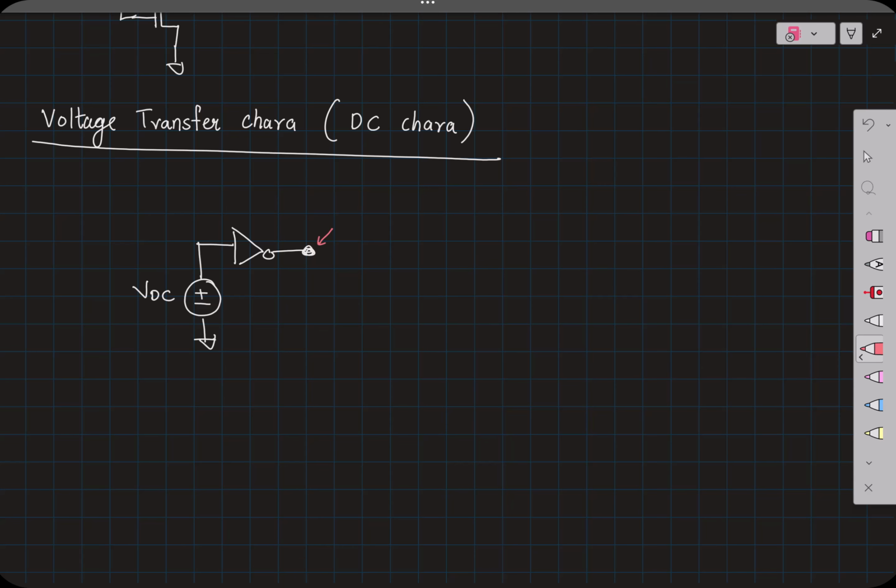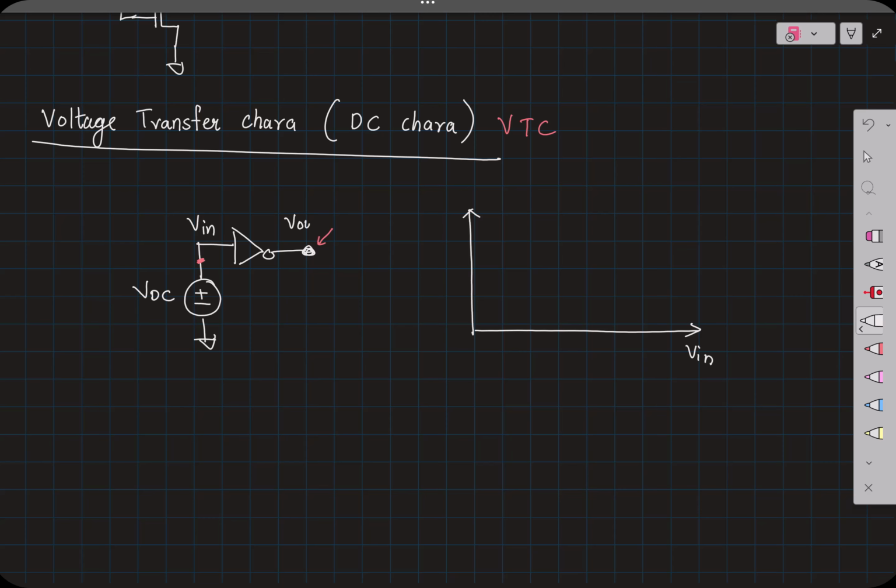But something very specific to the VTC characteristic, so this is also called VTC, is that these are static measurements, meaning you change the voltage, then you wait for sufficiently long time such that the circuit reaches steady state, and then only you measure the output. So you will have, this is the input to the inverter, that is on the x-axis.